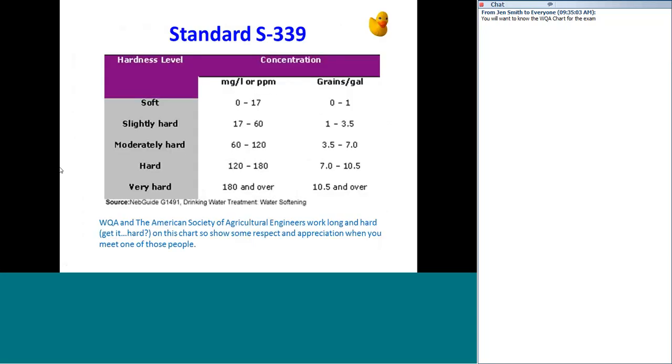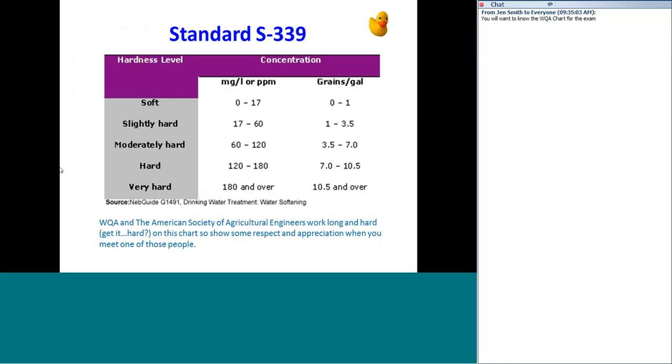Okay, this is the chart that Jim mentioned earlier that you're going to want to know. I have seen different companies use different charts. This is the one you need to know for the test. You need to memorize this chart. The standard S339, you don't need to know what it's called. You'll see a question that says if you have water that is 60 to 120 parts per million or 3.5 to 7 grains per gallon, it is considered blank. And you'll have multiple choice, and you'll have to figure out whether it's soft, slightly hard, moderately hard, hard, or very hard.